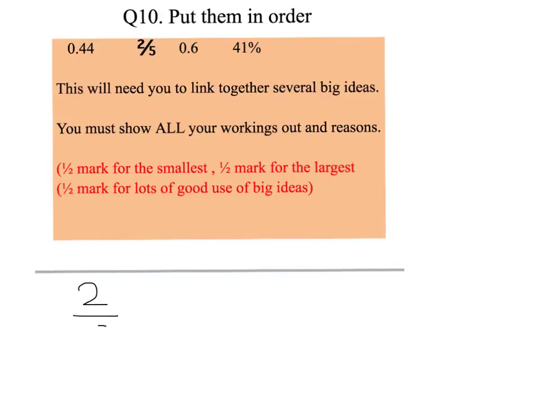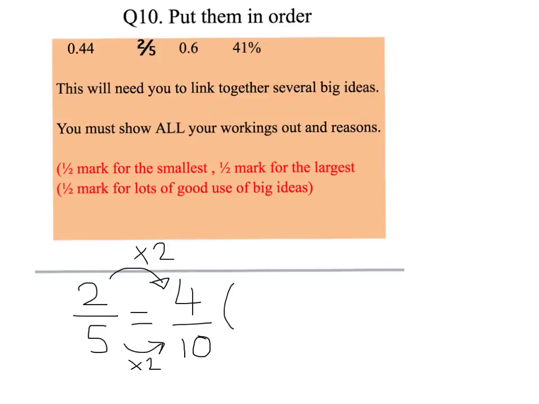2/5 is exactly the same as 4/10. Now, why might this be helpful? Because I've timesed both sides by 2, and this helps if you didn't know what 2/5 was as a decimal. Because now we've got 4/10, and a fraction is just the division sum. So this means 4 divided by 10.